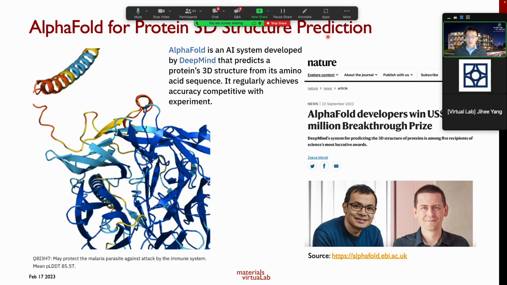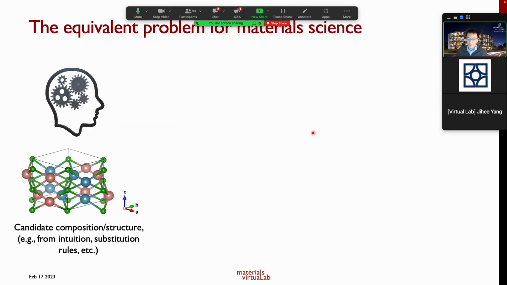And this is actually similar to what we have in material science, right? When we talk about material properties, we always think of it as a relationship with the structure of the material and the composition of the material, okay? In fact, AlphaFold was such a big achievement that the developers of AlphaFold actually won the Breakthrough Prize just recently in 2022, okay?